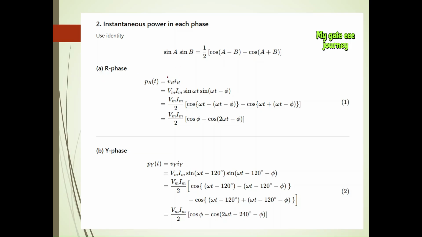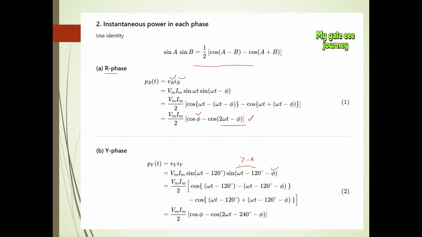As we know that in R phase, power is VR IR, Vm Im sin omega t into sin omega t minus phi, and by using this identity omega t minus omega t plus phi, you will get this one, and you will get the second term as this one, 2 omega t minus phi. Likewise in Y phase also, if you calculate Vm Im sin omega t minus 120 and sin omega t minus 120 minus phi, this is for Y phase current, and it is 120 degrees apart from R phase, and minus phi, it is same as load phase angle.